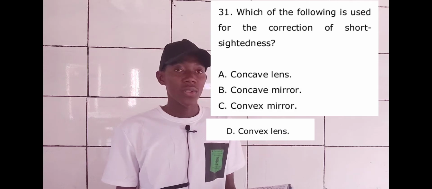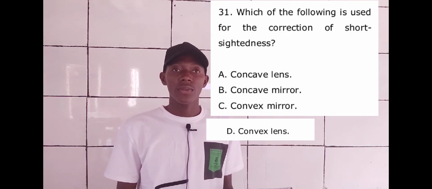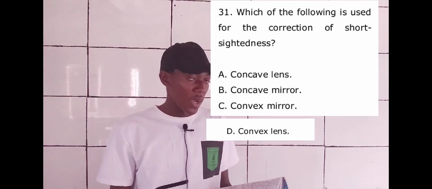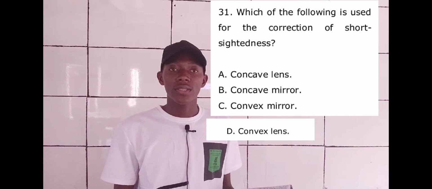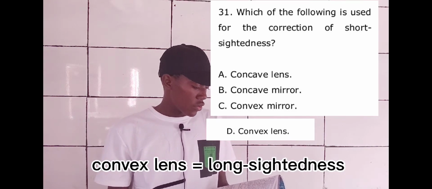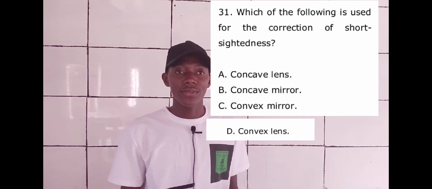Now the correct option here is concave lens, because a concave lens is used for correcting myopia, which is another name for short-sightedness, while the convex lens is used for correcting hypermetropia, which is long-sightedness. So option A is the right answer. I hope that answers the question.